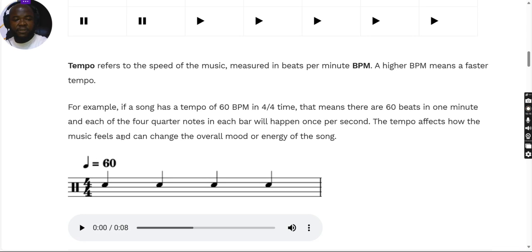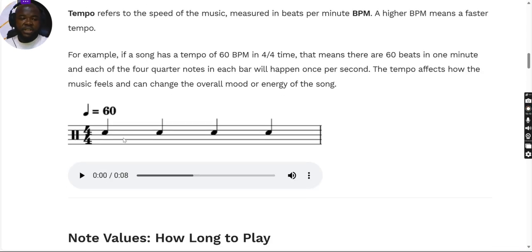This is the notation of how a tempo is indicated. You see a quarter note, and you see an equals sign, and you see a number in front of the equals sign. So this is indicating 60 beats per minute. When you see a sign like this, it's referring to a tempo.